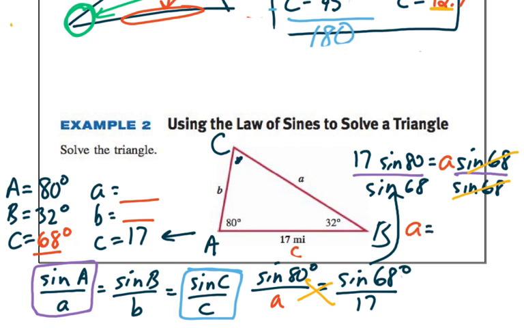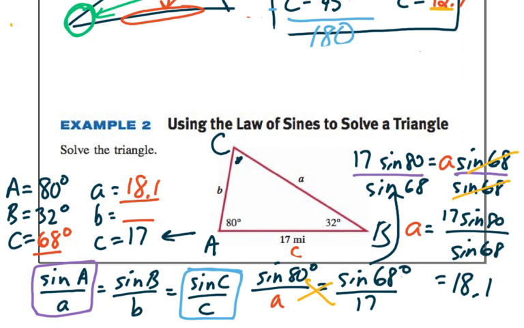Okay, I'm just about to put this in the calculator. I'm going to type in 17 times the sine of 80 divided by the sine of 68. If I do that right and I punch it in, I get a side A of about 18.05, which I'll round to 18.1. Let's put it over here in our answer box. Looking good. All right, now we're just going to repeat and do it one more time, this time using the fraction in the middle. In order to solve for side B, I'm going to use this one.